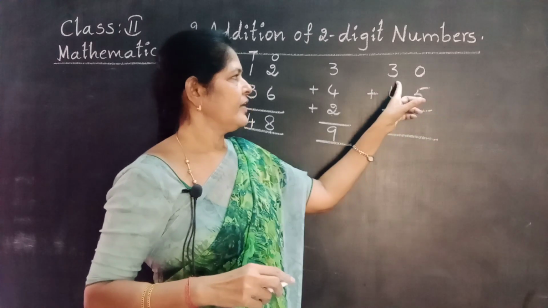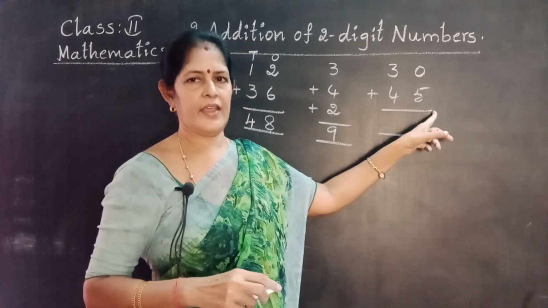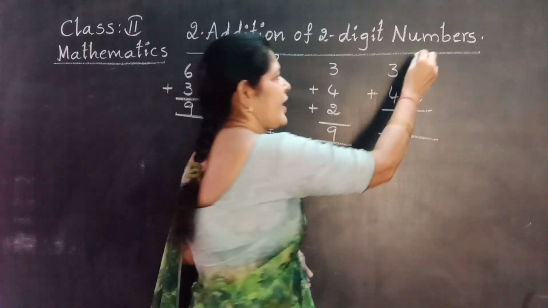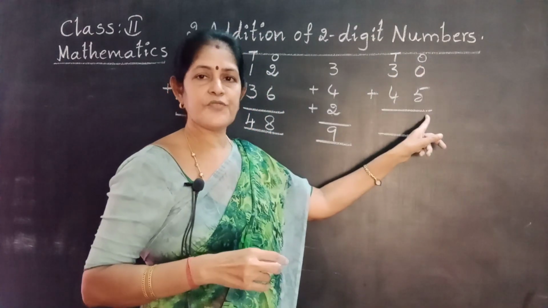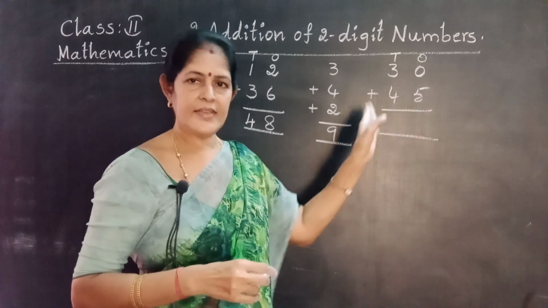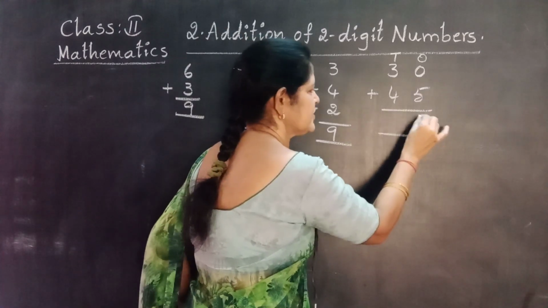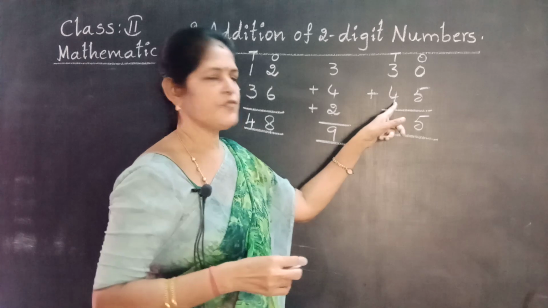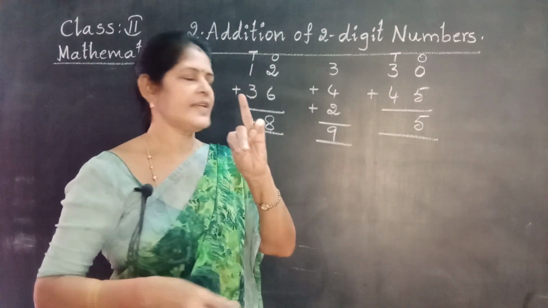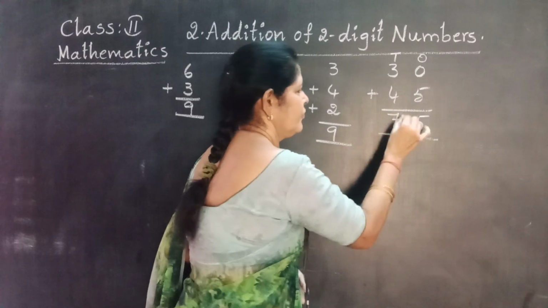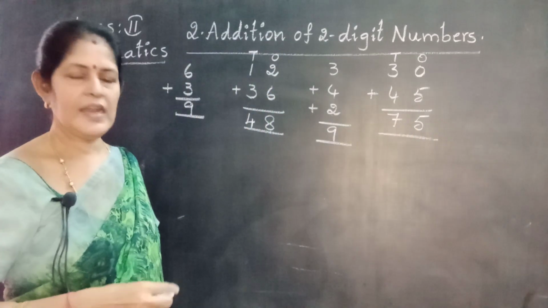Now come to 30 plus 45. Both are two-digit numbers. Adding ones first, then tens. 0 plus 5, same number, 5. Now 3 plus 4. Take 3 fingers, 4 after: 5, 6, 7. We get 75 as the total.